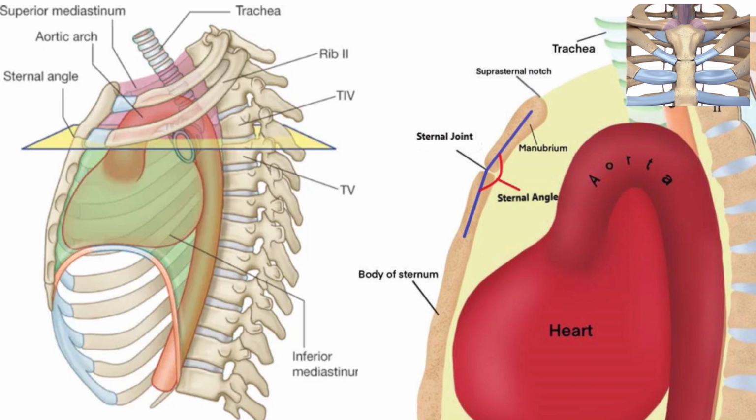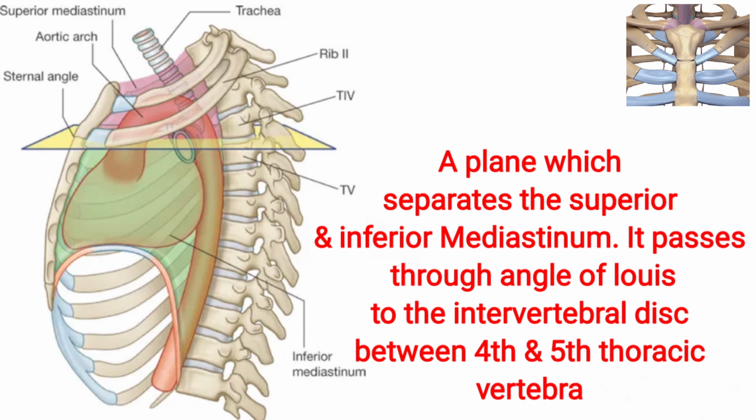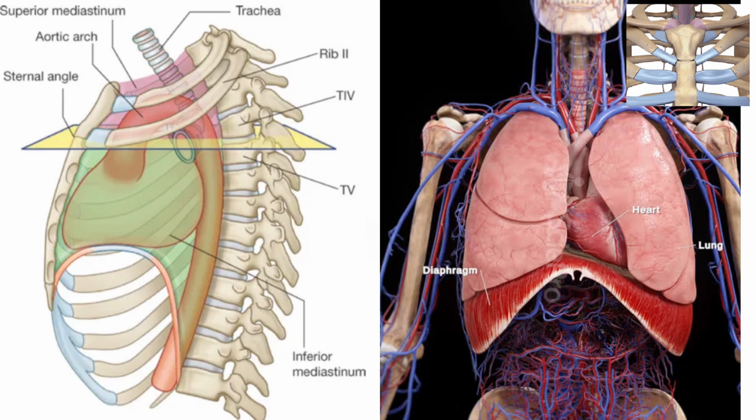What have we written as the first sentence? A plane separating superior and inferior mediastinum. Mediastinum is the space between the two lungs. It contains heart, trachea, food pipe, big blood vessels. Okay, so we have divided it into two parts, upper part and lower part. The upper part we call superior mediastinum and the lower part we call inferior mediastinum.